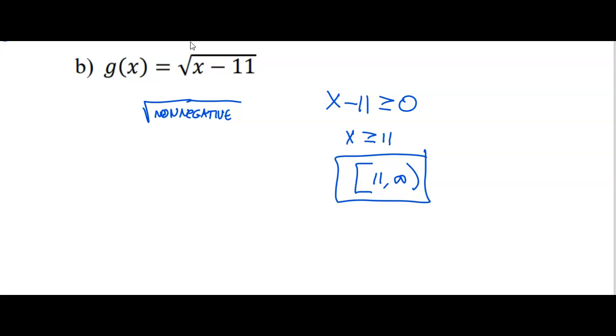This is the type of analysis done on even indexed radicals: square root, fourth root, sixth root, eighth root. If it's an odd index like cube root or fifth root, the domain is all real numbers because you can have a negative underneath one of those radicals.